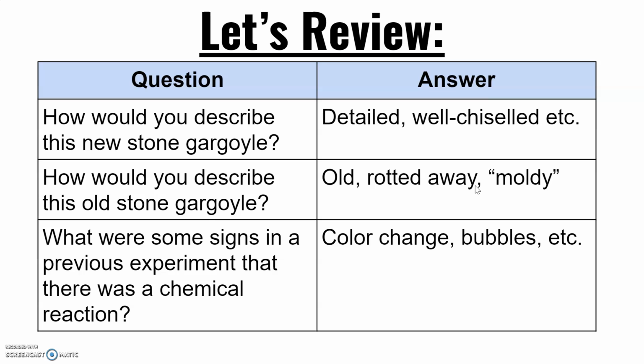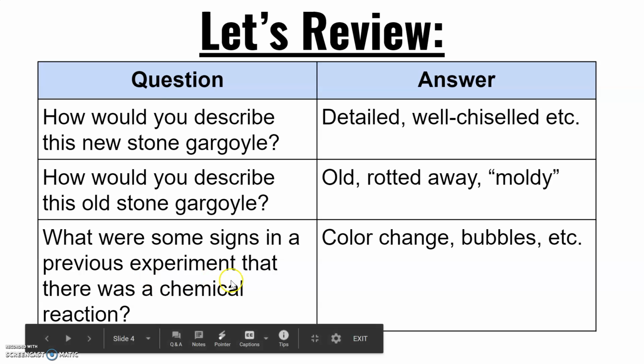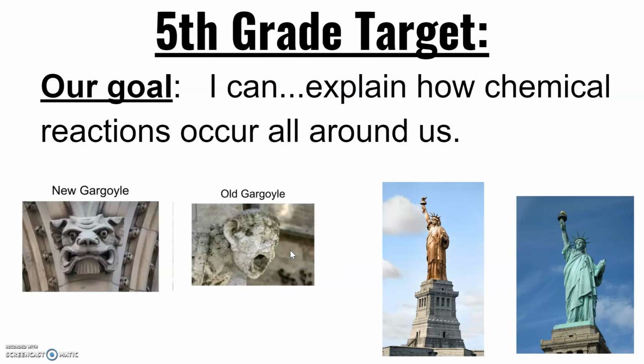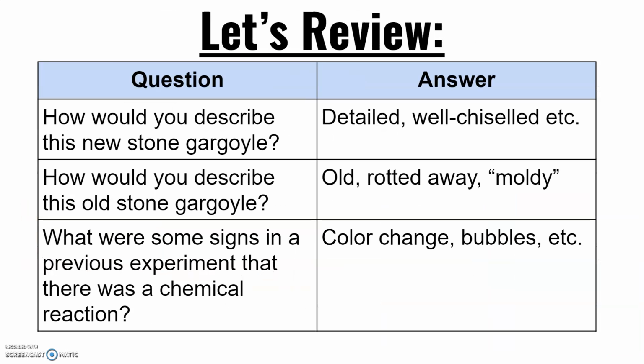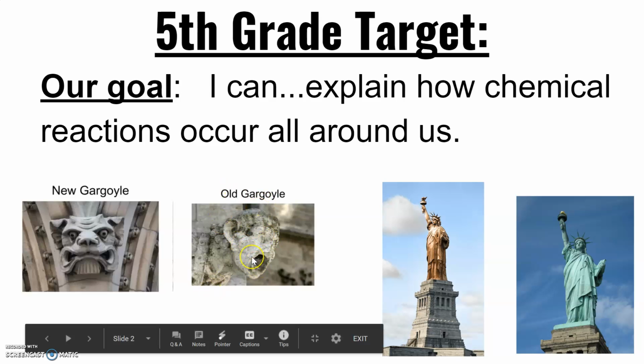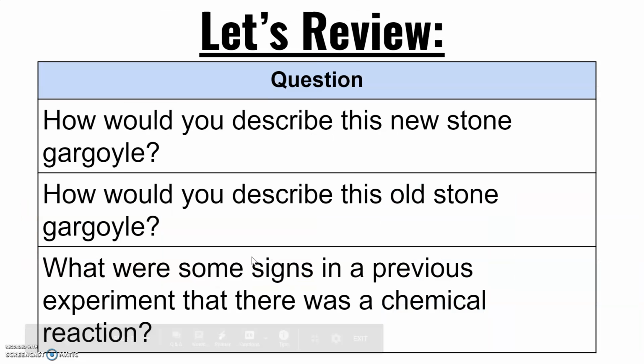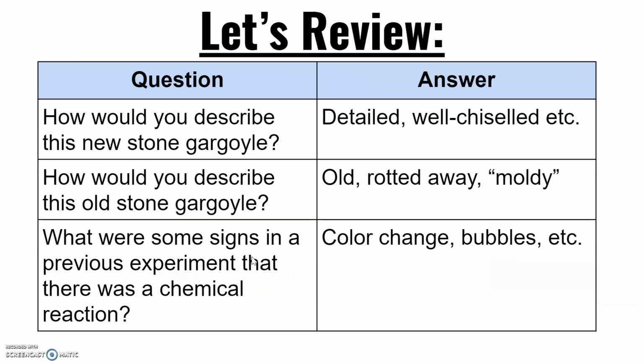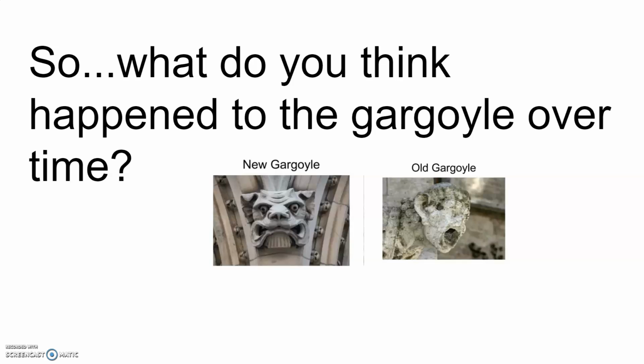So let's think back to our previous lessons. What were some signs in a previous experiment there was a chemical reaction? Color change, which if you look at the two gargoyles, there has definitely been a color change. Bubbles. There's actually areas here that look kind of pockmarked, almost like lava rock, where lava rock has bubbles in it. And some other things. So, what do you think happened to the new gargoyle over time?